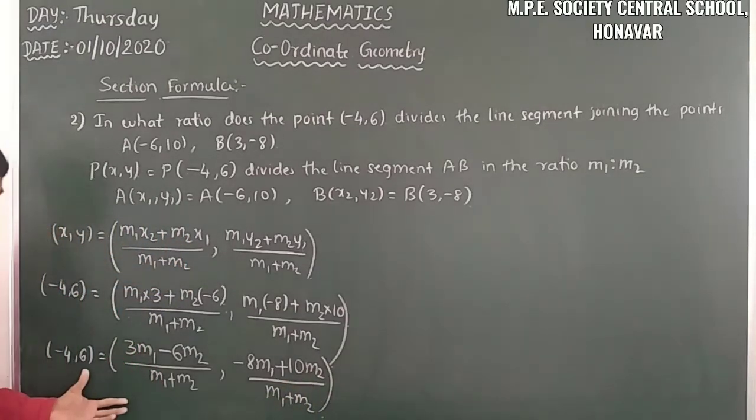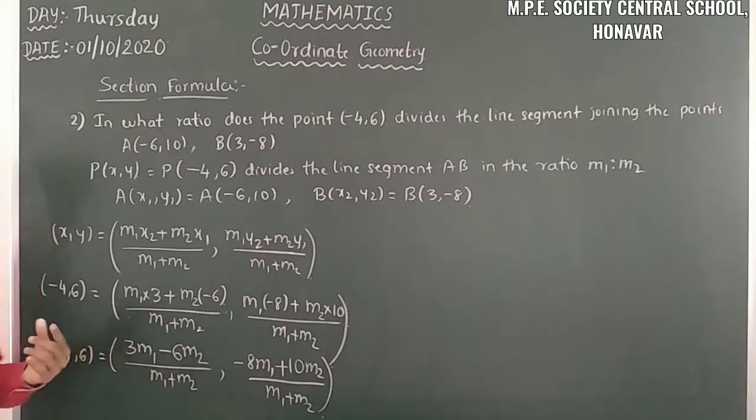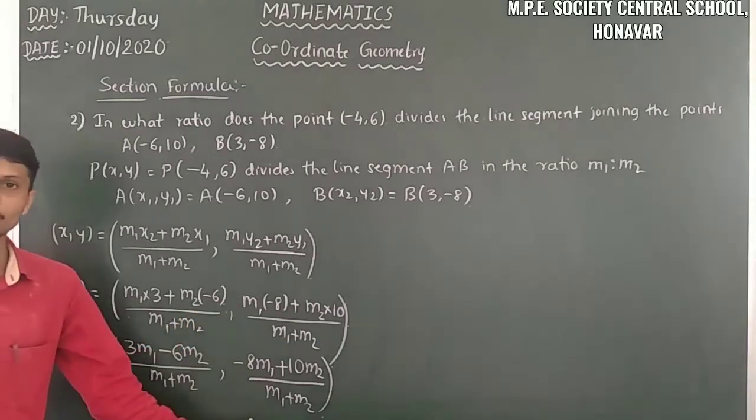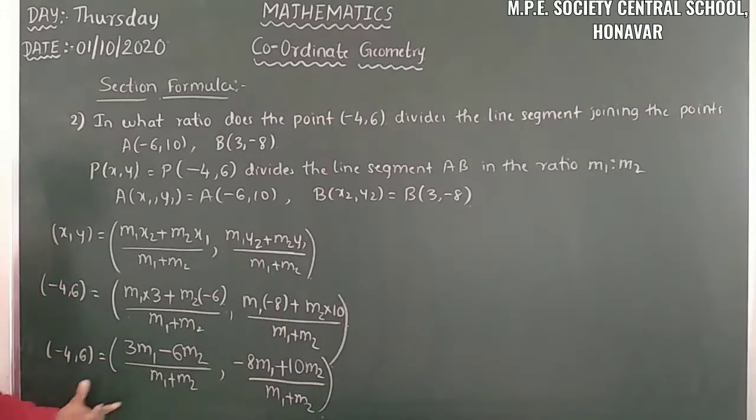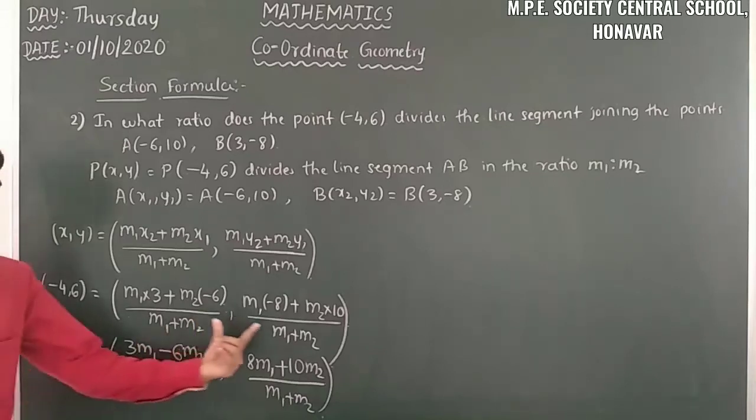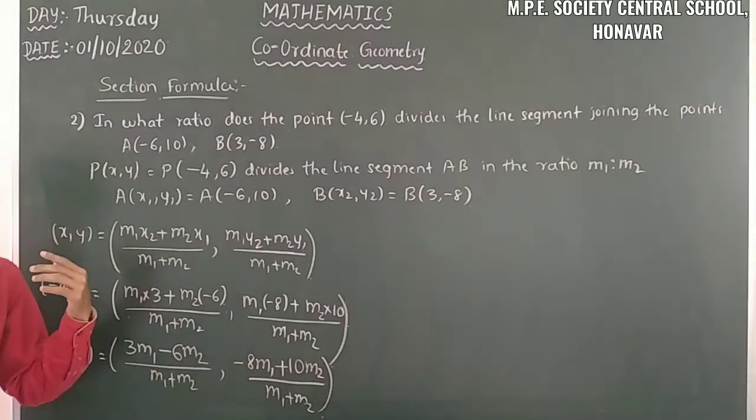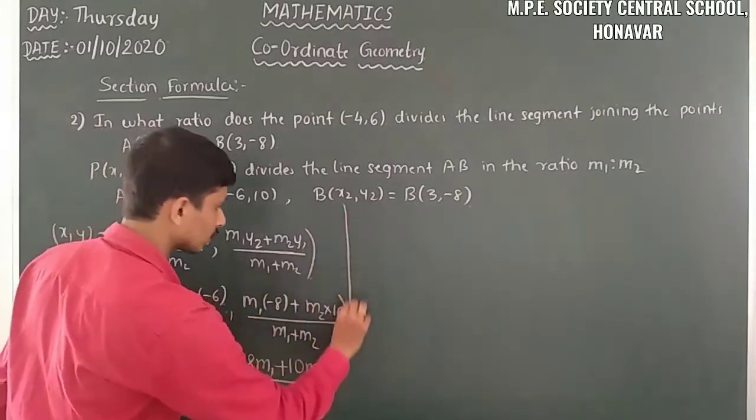So here just observe. There are two coordinates here, and here also two coordinates. Here it is the x coordinate, here also the x coordinate. Here it is a y coordinate, here also a y coordinate. So let us equate those two. Minus 4 is equal to this term and 6 is equal to this term. We can take it like that.